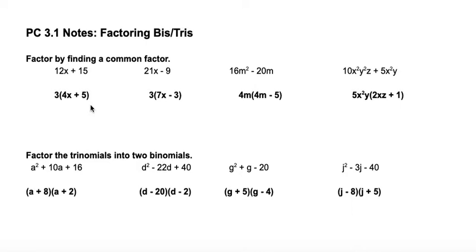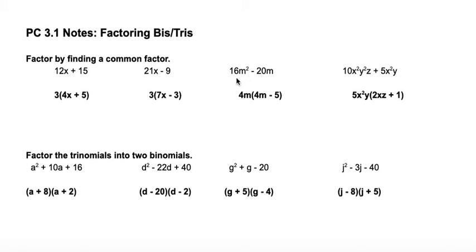Next example, you'll notice with 21 and 9, again, 3 would be our common term. There are no variables to pull out because you just have the x there, so we pull the 3 out. 21 divided by 3 is 7. X and the minus sign come along for the ride. And then 9 divided by 3 is 3. The next one, 16 and 20.